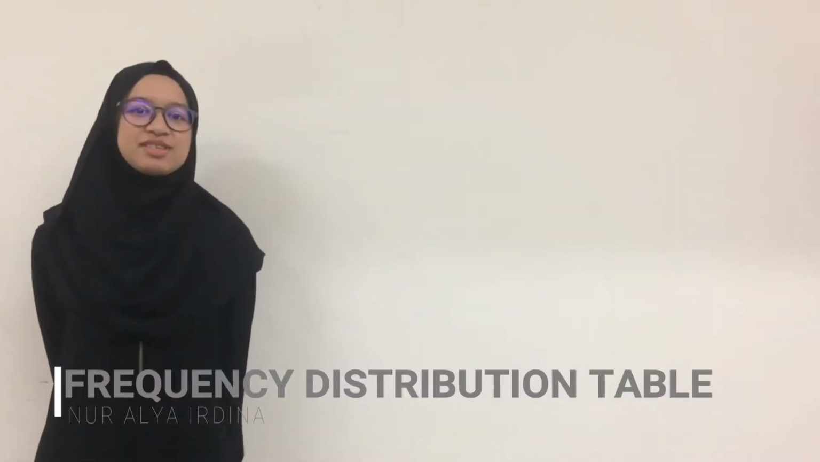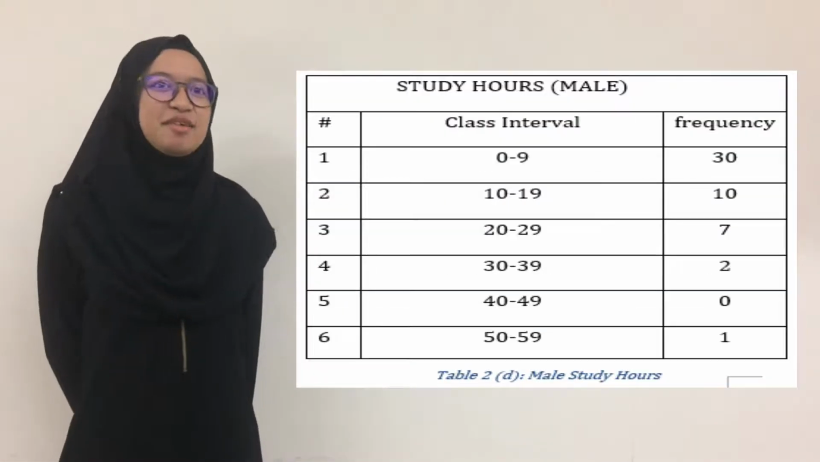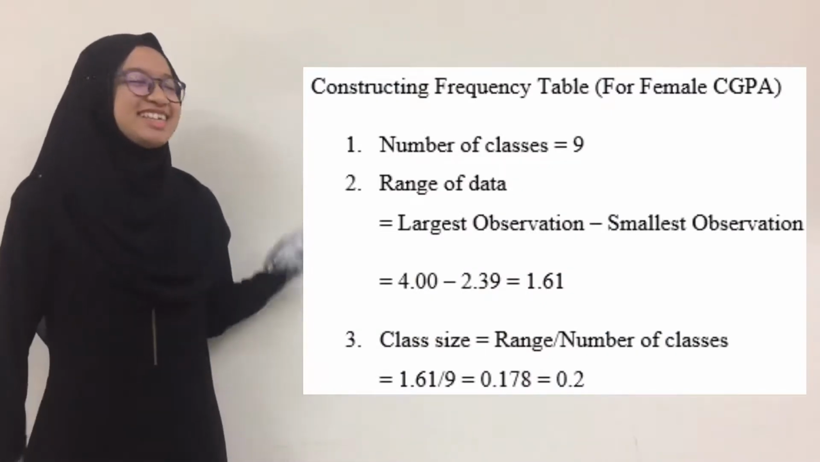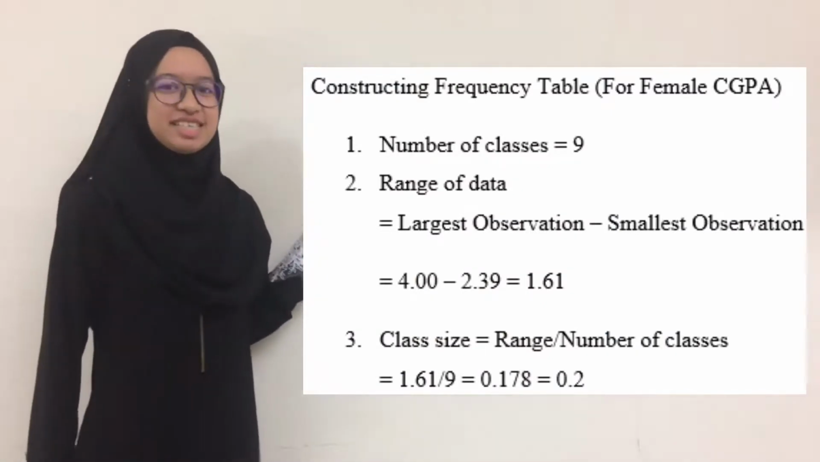So these are the frequency distribution tables, first of all for male CGPA, female CGPA, male study hours, and female study hours. I constructed the frequency distribution tables, and this is how I construct them. This is for the female CGPA.